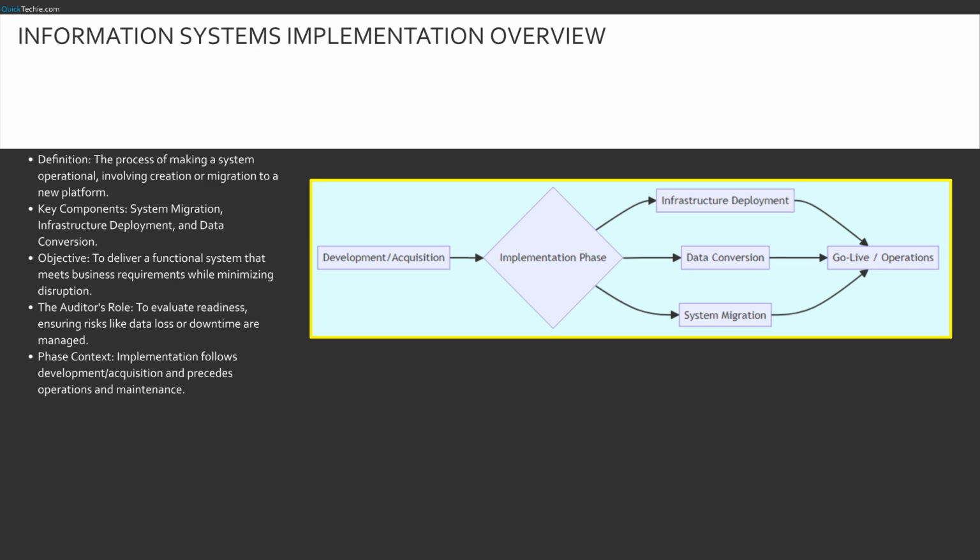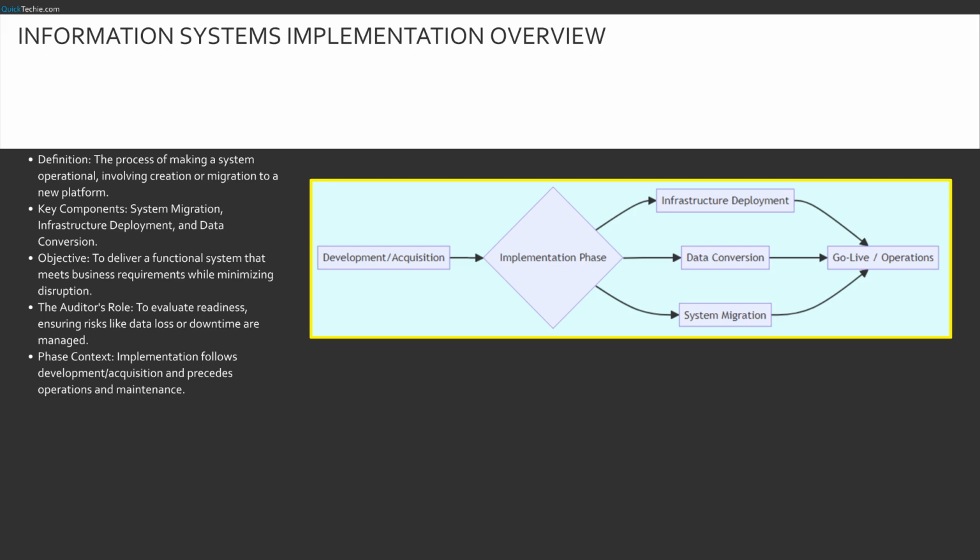Information systems implementation is the bridge between a developed product and a live business tool. As defined in our sources, it's the process of ensuring a system is operational. It's not a single event, but a phase that includes three massive pillars we will dissect today: system migration, moving the logic; infrastructure deployment, building the home; and data conversion, moving the memories. Your goal as an auditor or manager is to verify readiness. If you flip the switch before the infrastructure is stable or the data is clean, you don't just have a glitch, you have a business stoppage.